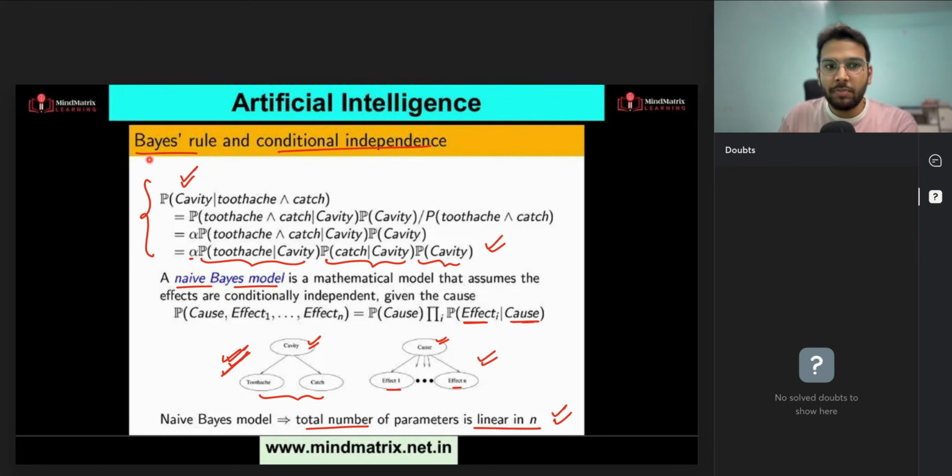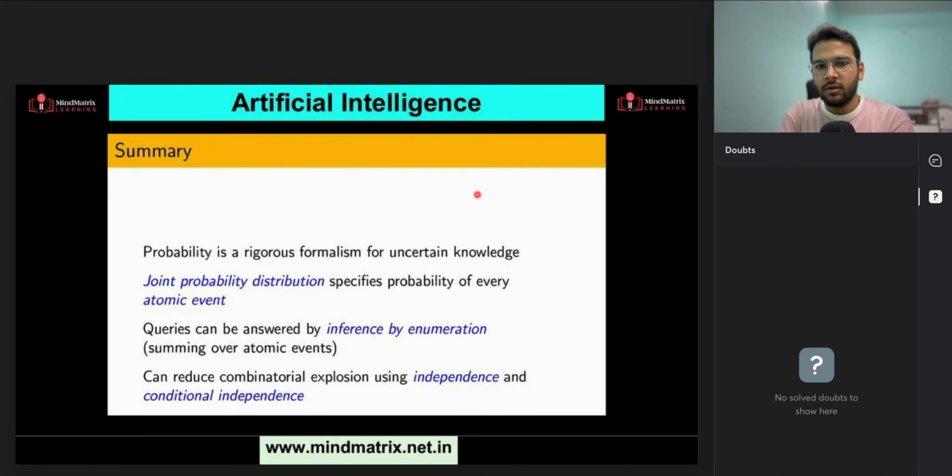Yeah, not just Bayes rule, the concept of conditional independence we have used too. If you are not using conditional independence, then you cannot reduce it to linear. So both Bayes theorem and conditional independence are used here. Is this clear? Okay, so from exponential, now the total number of parameters we need is just linear. That is your naive Bayes model. I hope you have studied this; in the naive Bayes model, you studied the same thing there also.